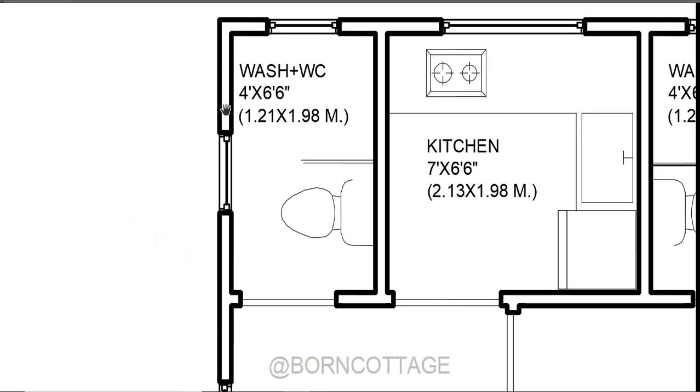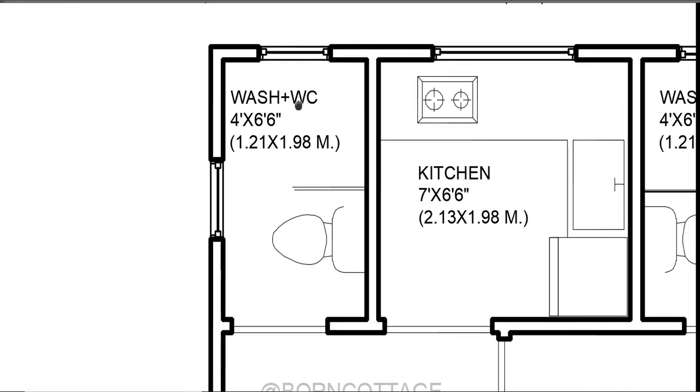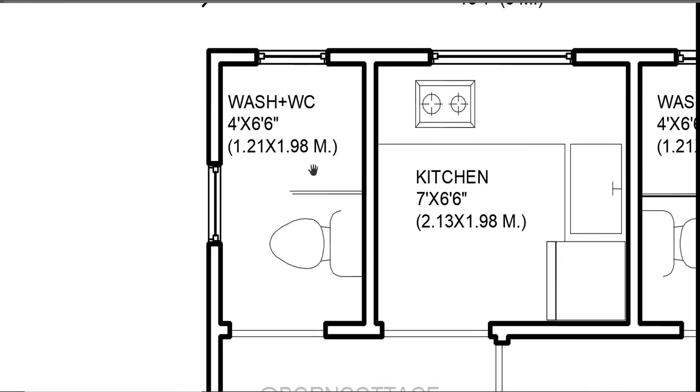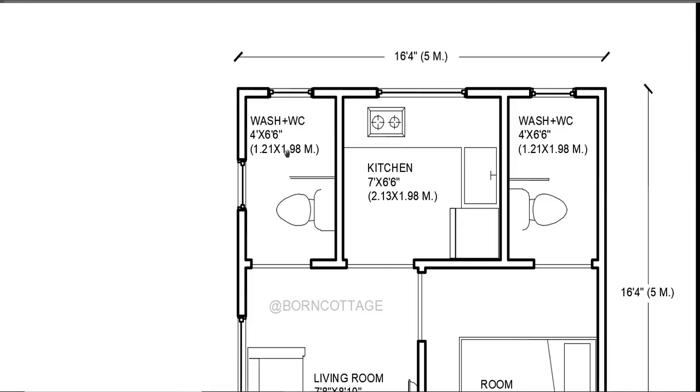The size of the washroom is 4 feet into 6 feet 6 inches, 1.21 into 1.98 meter. You can see here the water closet and the shower area arrangement. Also we have a ventilator for ventilation of this washroom. So this is the floor plan of the house you are watching on the screen.